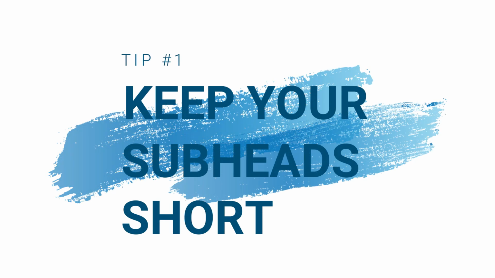Tip number 1: keep your section headings and subheadings short. Make sure that your section headings and subheadings are not longer than 2 lines on a desktop device. This will make your page more scannable and will help your prospects to find what they're looking for easier and faster, which will motivate them to stay on your page longer.